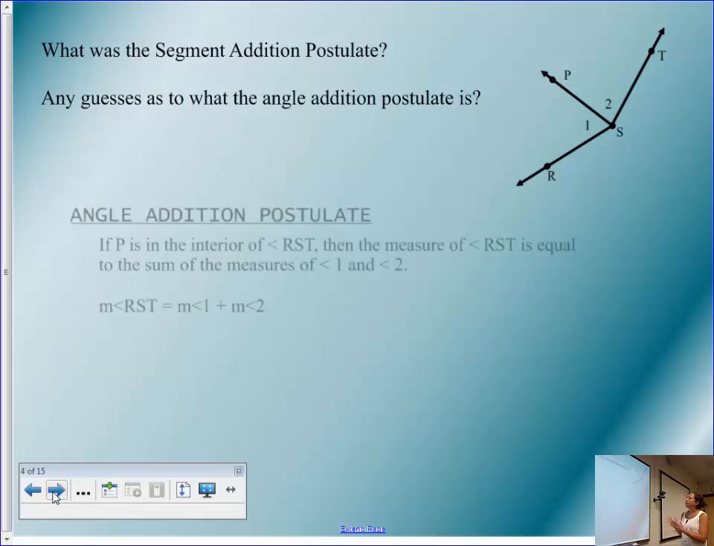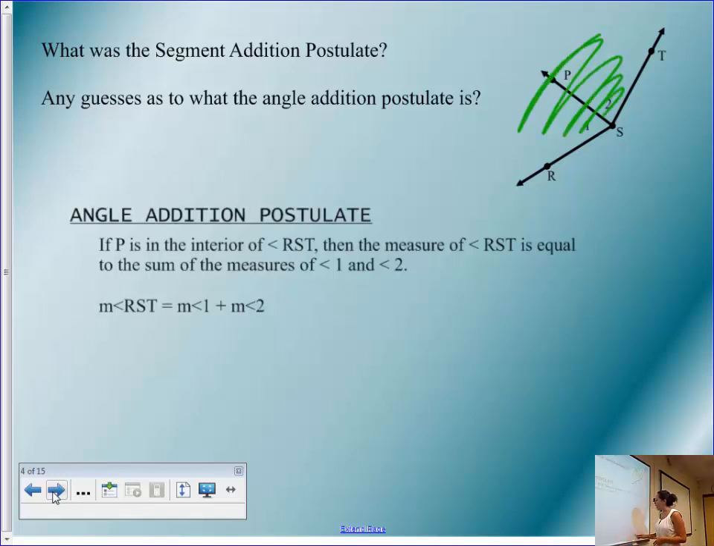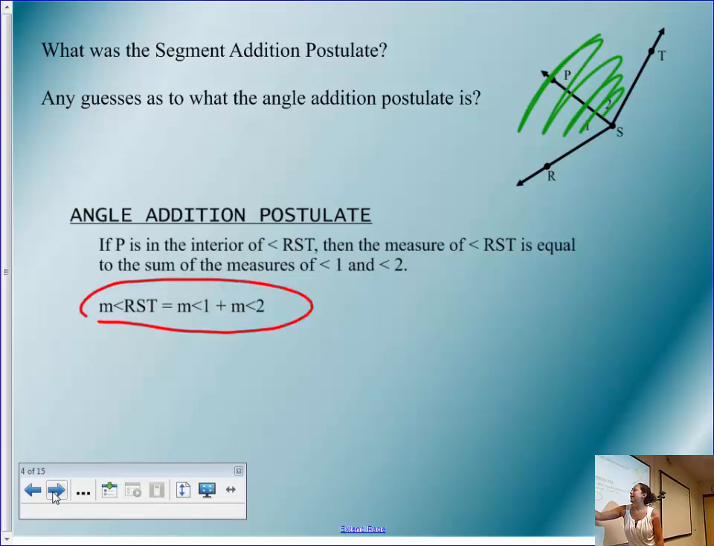Dealing with this picture, if P is in the interior, meaning it's somewhere inside the angle, then the measure of angle RST is equal to the sum of the measures of angle 1 and angle 2. In other words, part plus part is equal to the whole thing. Same exact equation from the segment addition postulate, but now we're talking about angles. To clear that up, the measure of angle RST is equal to the measure of angle 1 plus the measure of angle 2.